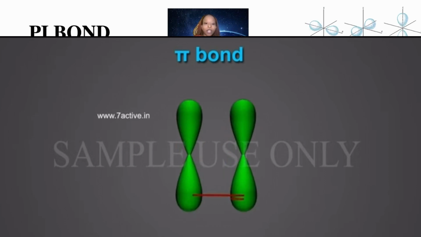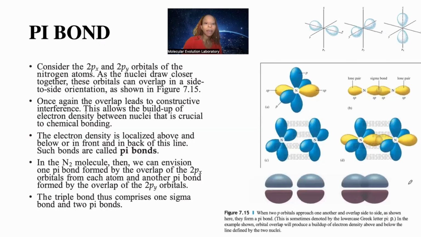In the nitrogen molecule, we can envision one pi bond formed by overlap of 2px from each atom and another pi bond formed by overlap of 2py. The triple bond thus comprises one sigma bond and two pi bonds. So when 2p orbitals approach one another and overlap side by side, as you can see here, they form a pi bond. So this is basically the sigma bond where the orbitals are overlapping, and these are the pi bonds.